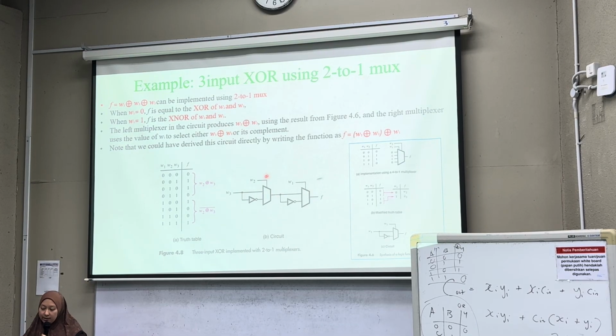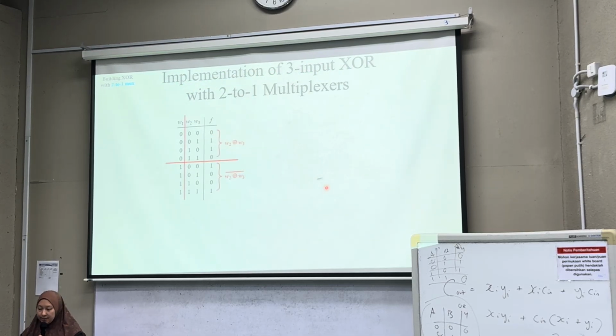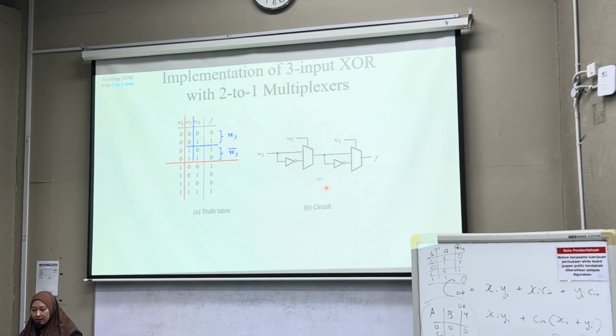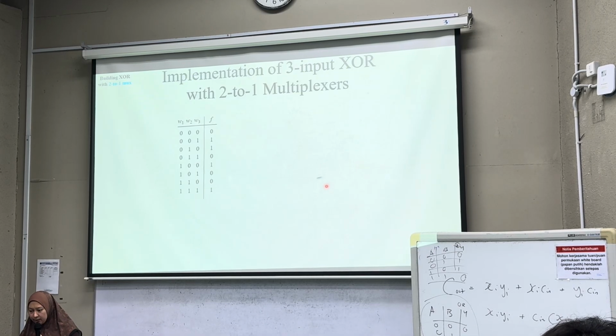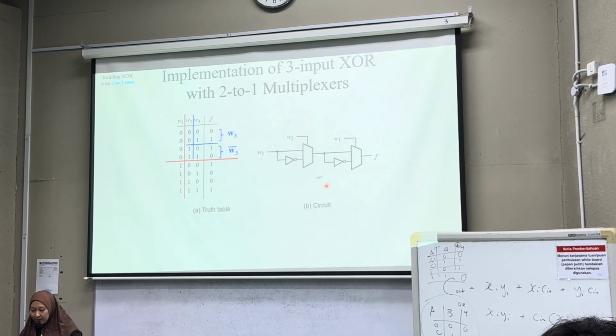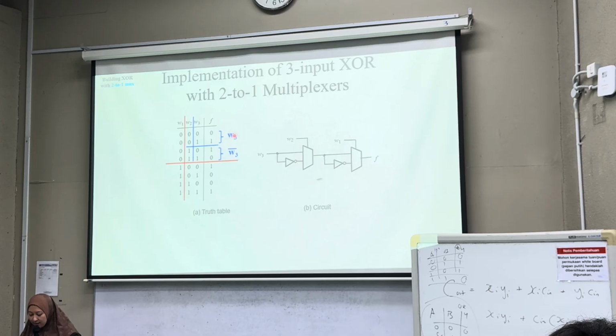At this internal node here, you've got W2 XOR W3, and then you XOR it again with W1. That is your F. So this is again how I did this, now using a 2-to-1 mux. Another way to look at it: here you've got this following W3, and this following W3 bar.